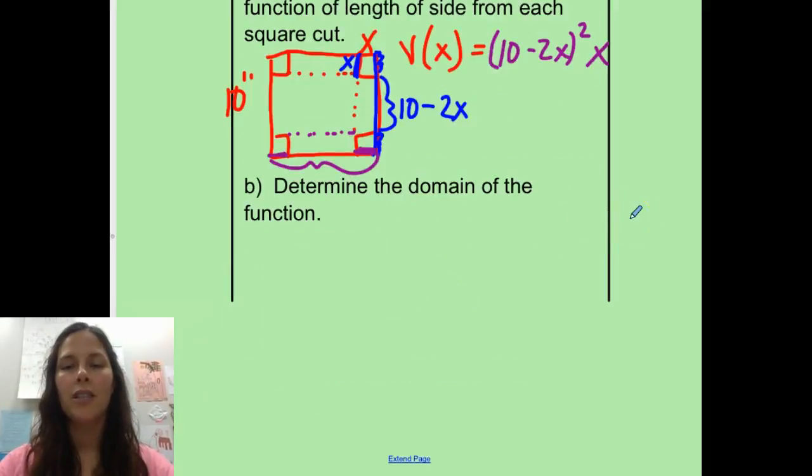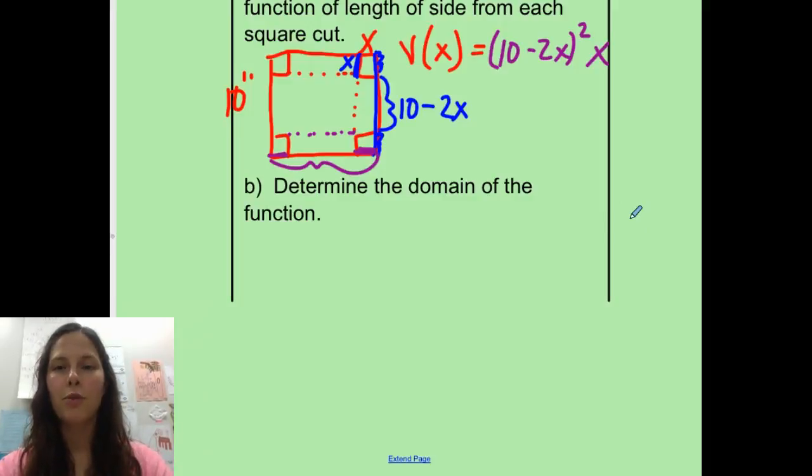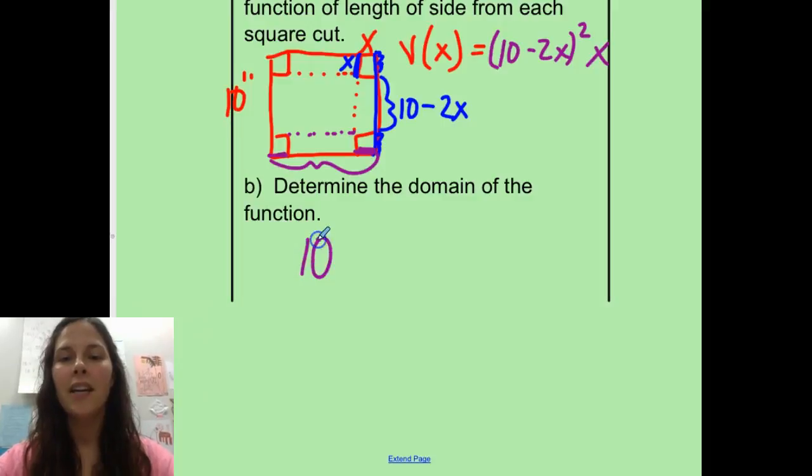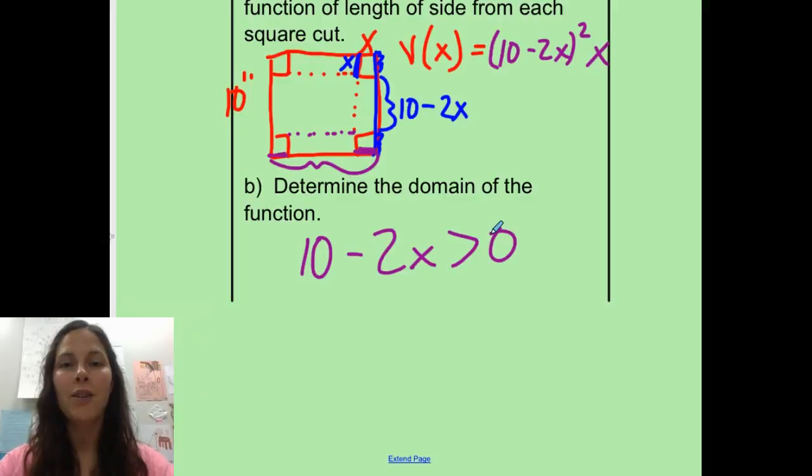Part B, we need to know what the domain of the function is. Now looking at the function itself, we can multiply all numbers by 2, we can subtract them from 10, we can square them, and then we can multiply them by x again. However, when you look at that picture, the square that we cut out can only get so big before you cut the entire sheet out and there's nothing left to form a box. So we have to think about the fact that 10 minus 2x needs to be greater than 0. If it's not greater than 0, there's no sheet left.